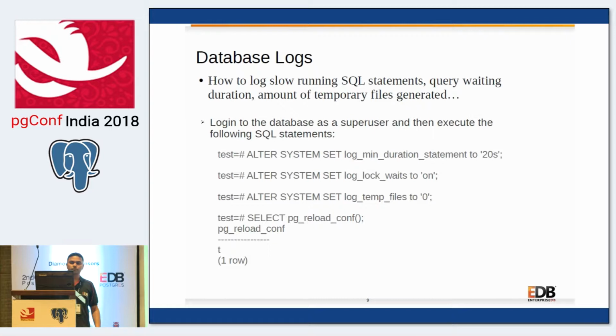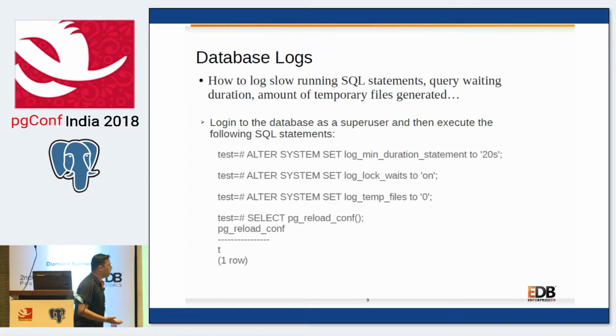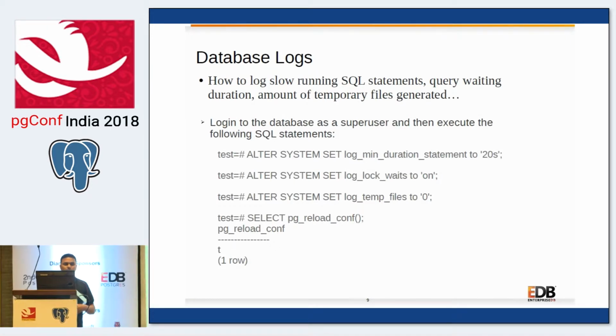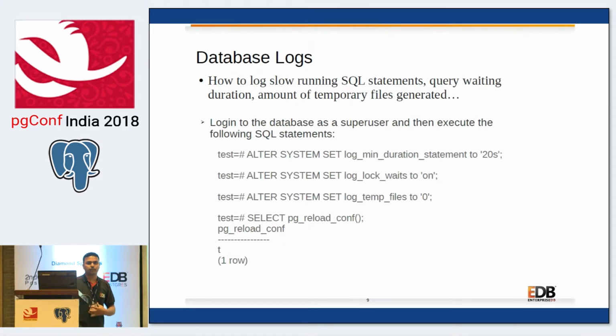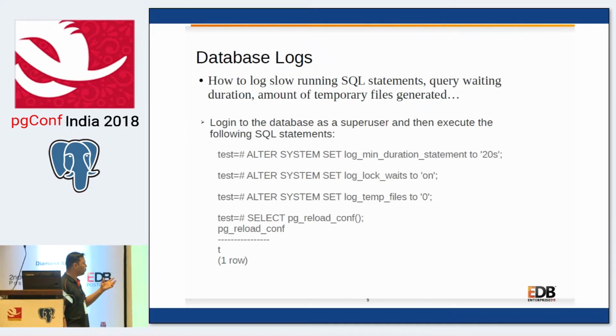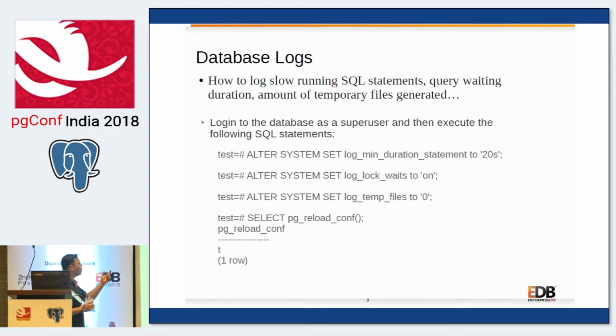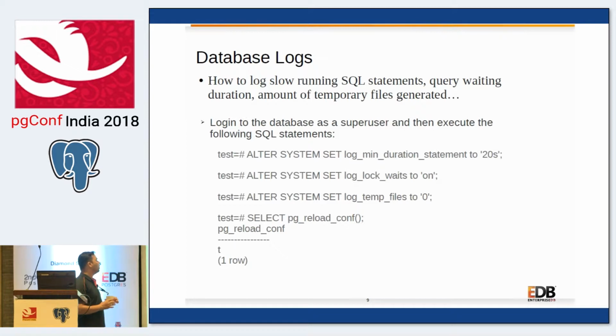Similarly, if you want to track whether any temp files are getting generated, you can set log_temp_files to some non-zero value. That will log a message in the log file if any temp files get generated during query processing. Similarly, if a particular backend had to wait for some LWLock, the details about that backend can also be logged if you set the log_lock_waits parameter to on and reload the conf file.